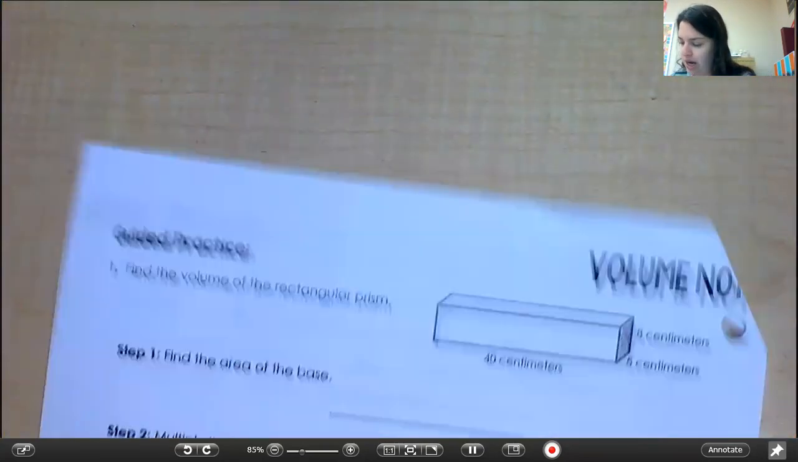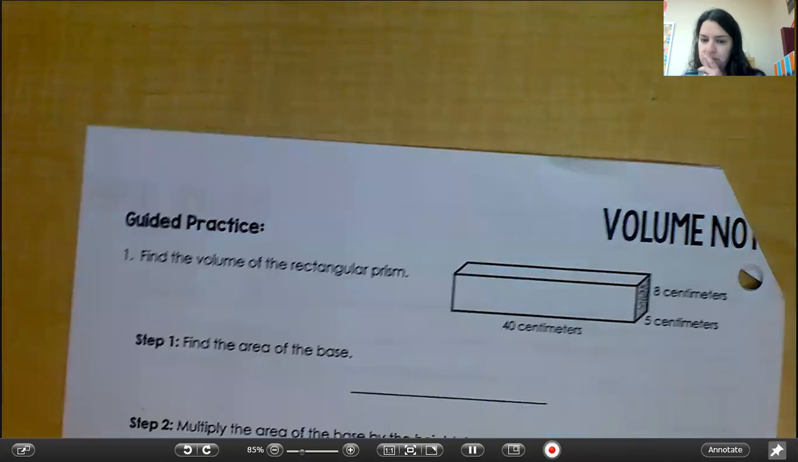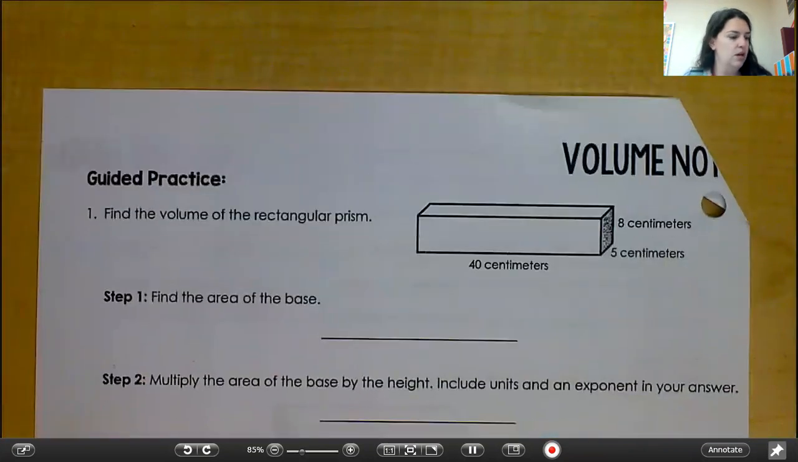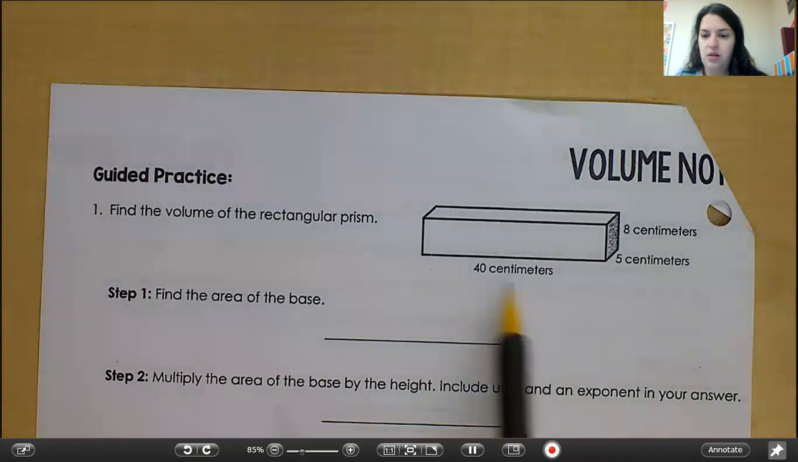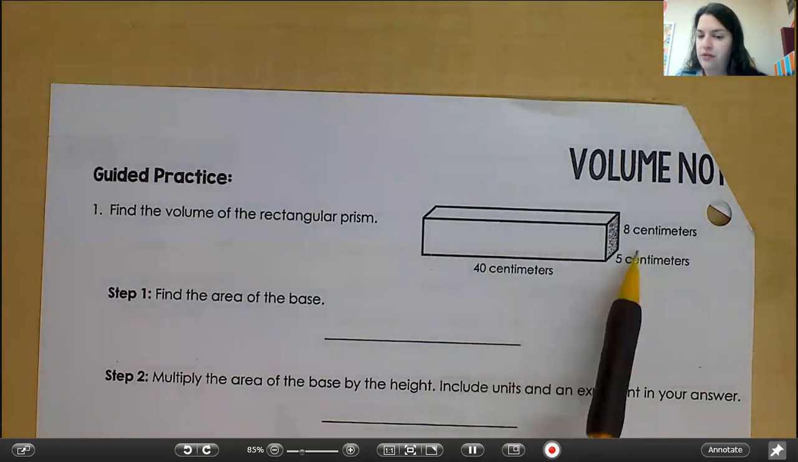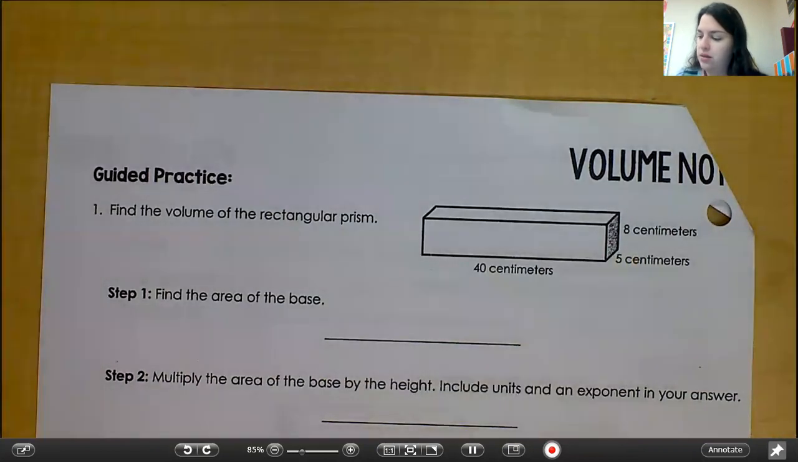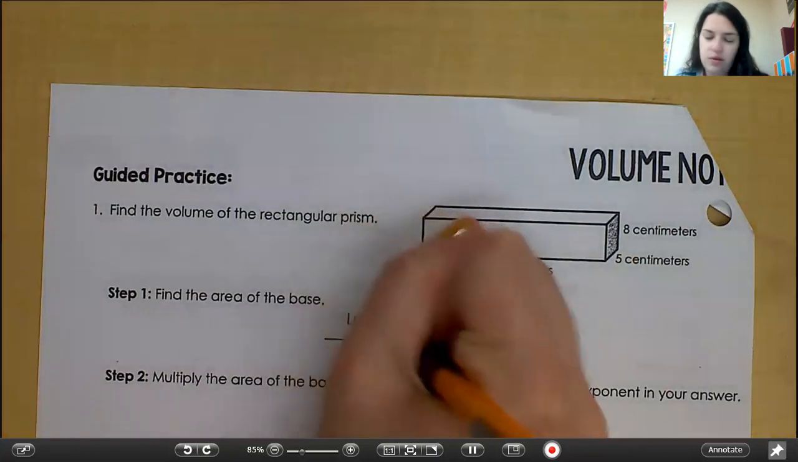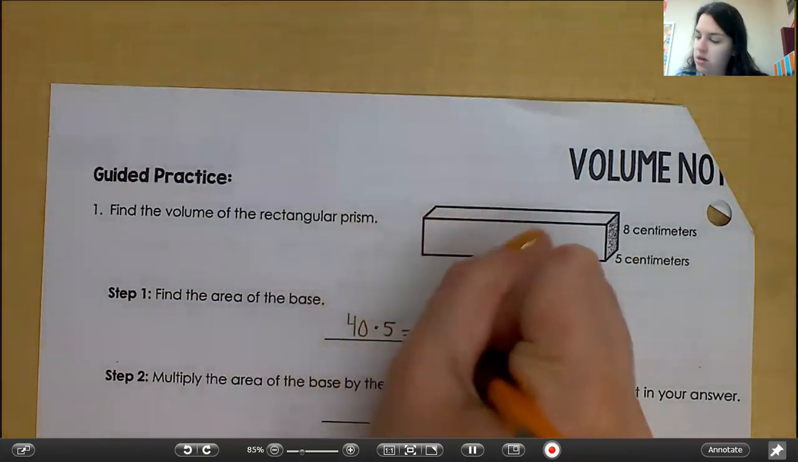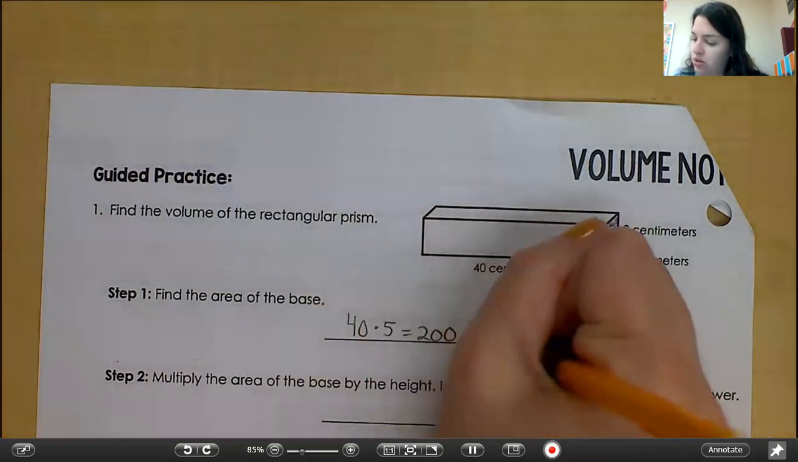So if we flip it over, there's some guided practice. Again, I'm going to help you through the first one. Find the area of the base. 40 and 5, length times width. So the area of the base is 40 times 5, which gives us 200, and label centimeters squared.